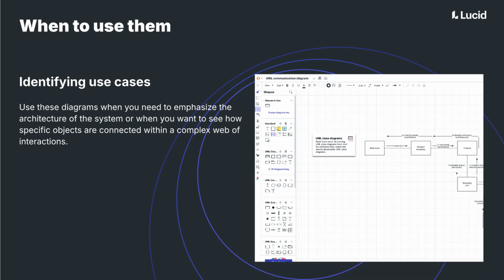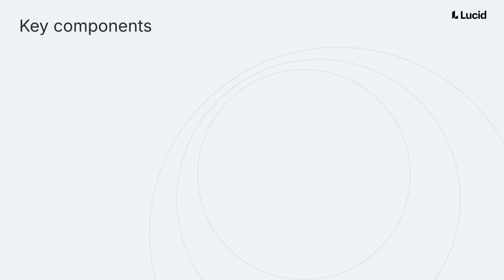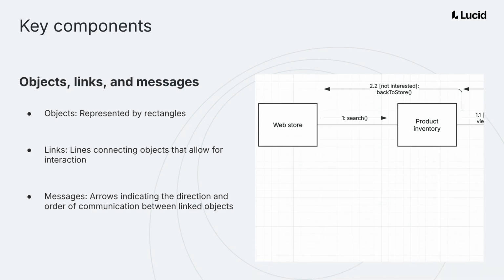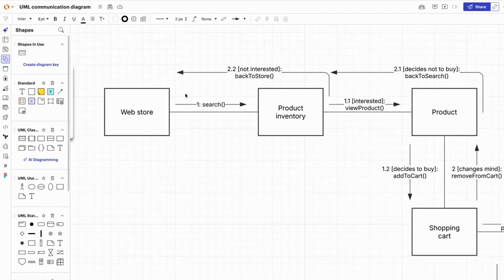When should I use communication diagrams? Use them when you need to emphasize the architecture of the system, or visualize how specific objects are connected within a complex web. Key UML communication diagram components include objects, represented by rectangles, links, which are the lines connecting them, and messages, shown as arrows indicating the direction of communication.